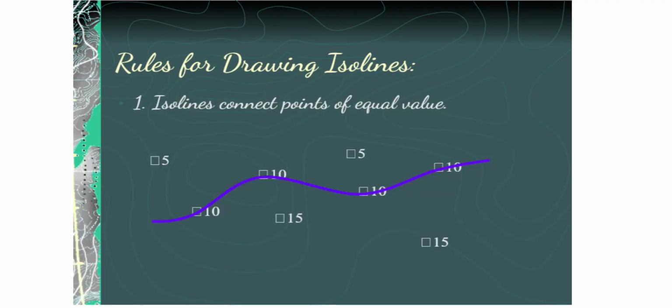So, what if we wanted to draw isolines? Well, isolines have a couple rules to follow when you're drawing them. Number one, isolines connect points of equal value. If you were to draw an isoline, iso means same, line means line, right? The line has to connect all points of equal value. For instance, if this line is connecting the tens, this line should not be connecting with 5, right? The isoline should only be connecting with all the tens.